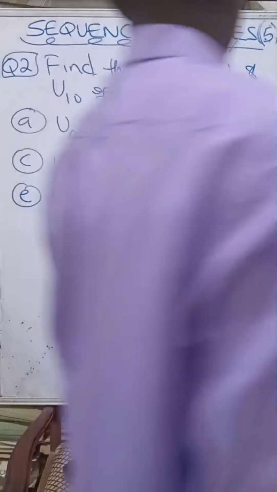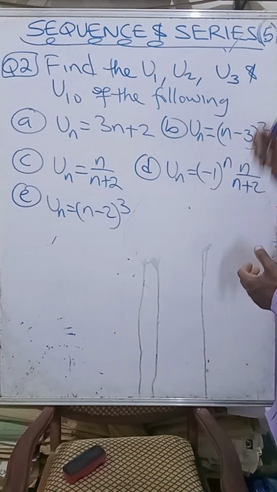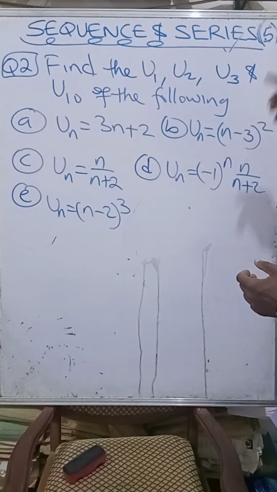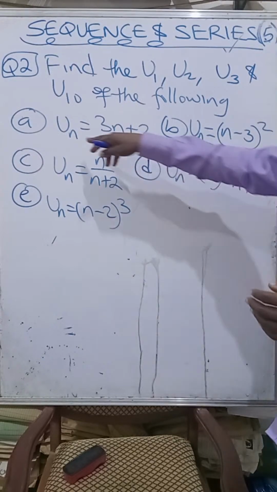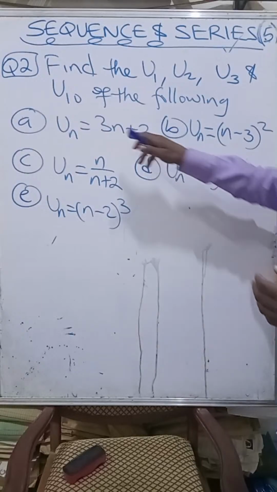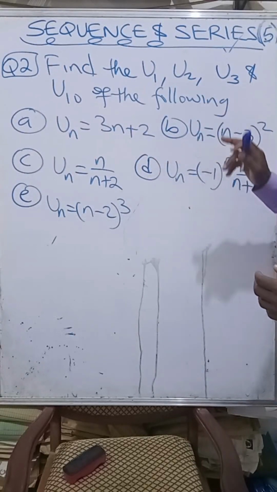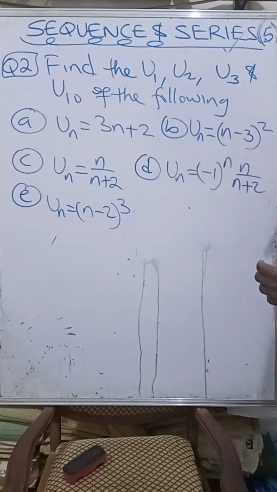Look at what we have here. Find u1, u subscript 2, u subscript 3, and u10, u subscript 10 of the following. And we have the nth term for each of those questions. For A, we have the general term, which is 3n plus 2. B, we have the general term u subscript n as n minus 3 squared, and so on and so forth. So let's take it one after the other.